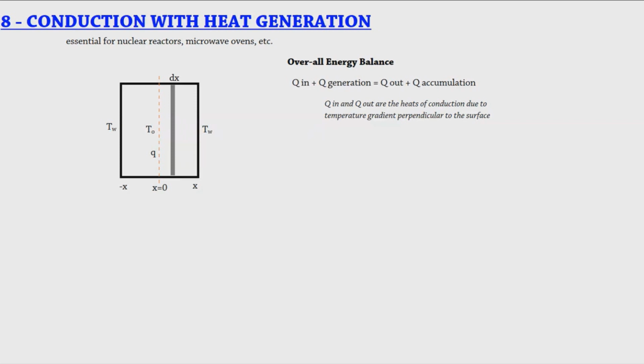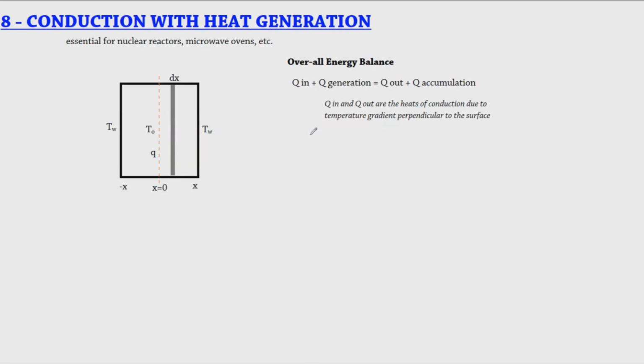In the previous discussions that we have had, conduction was mainly because of the heat that comes in and heat that comes out. So generation and accumulation become zero. In this case, we will also consider cases where there is heat generation and heat accumulation. Now we have to specify that the heat that comes in and the heat that comes out are the heats of conduction due to temperature gradient perpendicular to the surface.